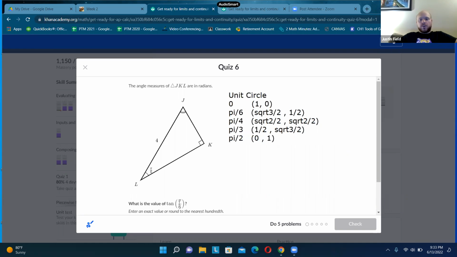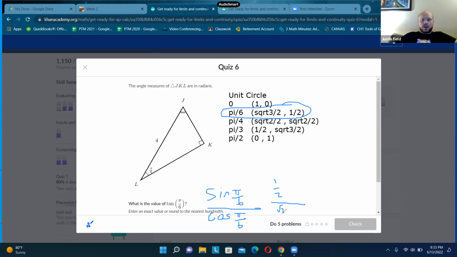So when I have the unit circle memorized, when I see tan of pi over 6, I'm thinking about pi over 6, and that is right here. And tan is sine over cosine. So we needed the sine of pi over 6 over the cosine of pi over 6. All right, so what's the sine of pi over 6? 1/2. What's the cosine of pi over 6?